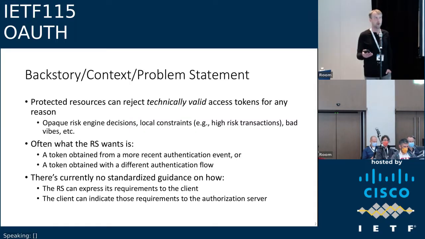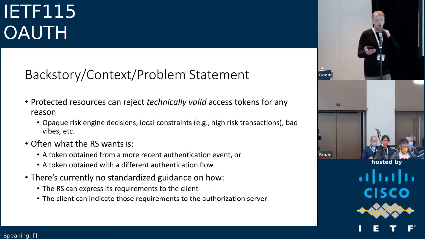So a little bit of backstory context. I have a hard time presenting without providing some context. I'll try to get through it quickly. Basically, a protected resource can technically reject a technically valid access token for whatever reason that it wants. Maybe a risk engine decision, some local constraints. I say here bad vibes. Really, whatever it decides is a reason to reject that token. It's totally within its purview to do so.